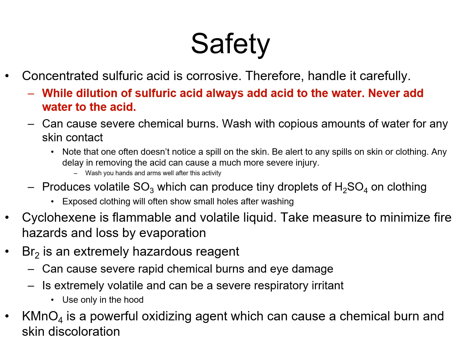Bromine itself is incredibly dangerous. It's highly reactive, causes severe chemical burns, and causes eye and sinus damage if you inhale the vapors. It's very, very volatile and puts off a lot of vapors. That's why we keep it in the carbon tetrachloride. It stops the vapors from coming out and makes it easier to use.